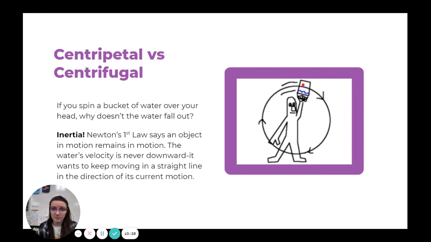So the water in this bucket has a velocity when it's above my head to the side. It is pointing over to the side and it wants to keep moving that way. The velocity in this water bucket is never pointing down at my head. So the water doesn't want to move down. It wants to keep moving to the side.